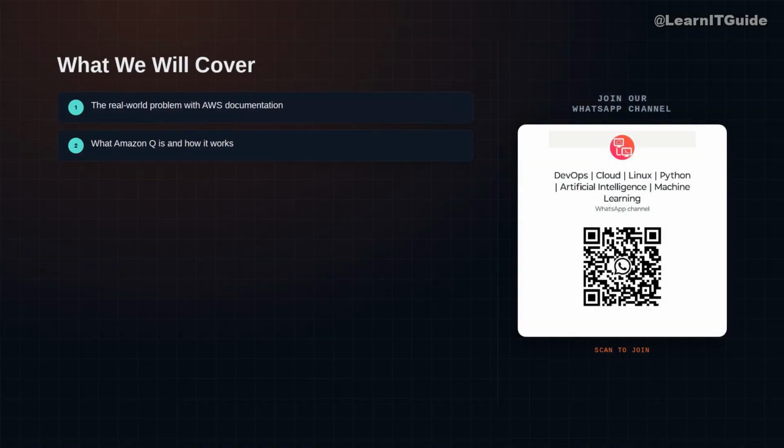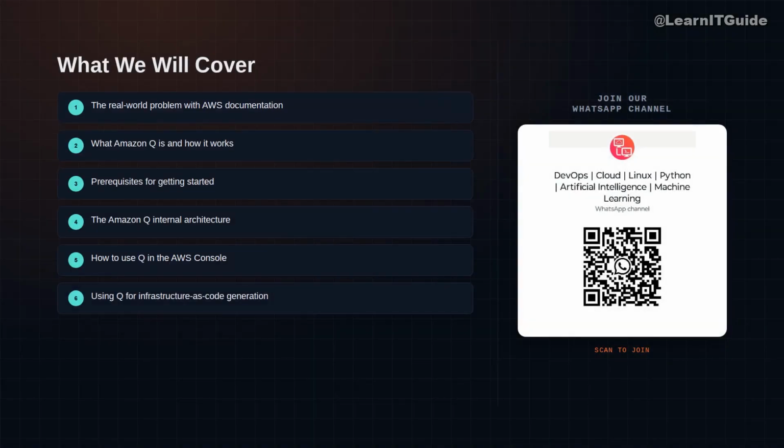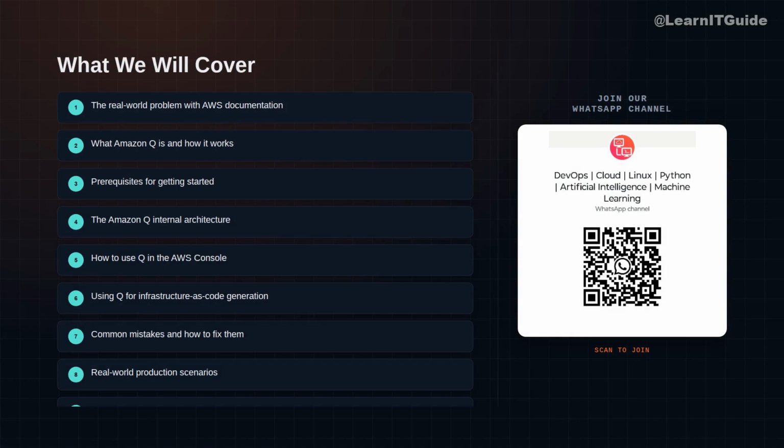In this video, we will cover the real-world problem with AWS documentation, what Amazon Q is, and the prerequisites you need. We will also dive into the internal architecture, show you how to use it in the console, and generate infrastructure code. Finally, we will cover common mistakes, real-world scenarios, and our decision guide. Watch the full video without skipping any content to understand it better.